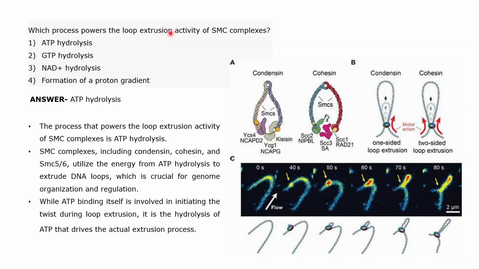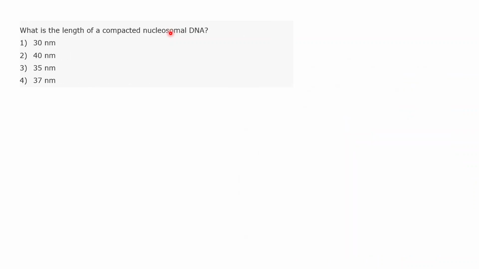Okay, so I hope I am clear. So I will just move on to the next question then. Coming on to the next question. What is the length of a compact nucleosomal DNA? 30 nanometer, 40, 35 or 37 nanometer? This we have discussed earlier. Which might be the answer?